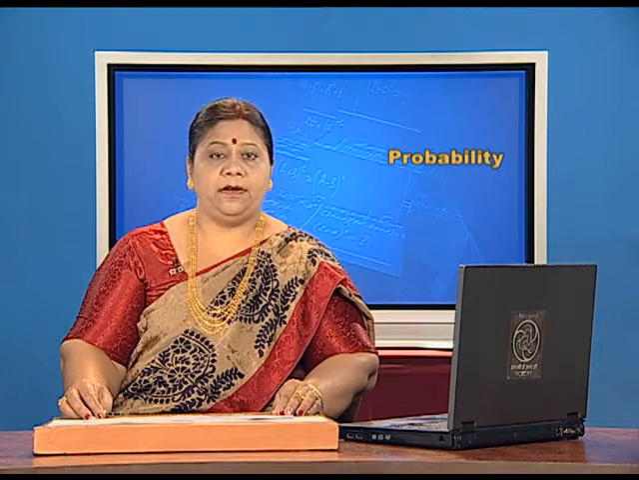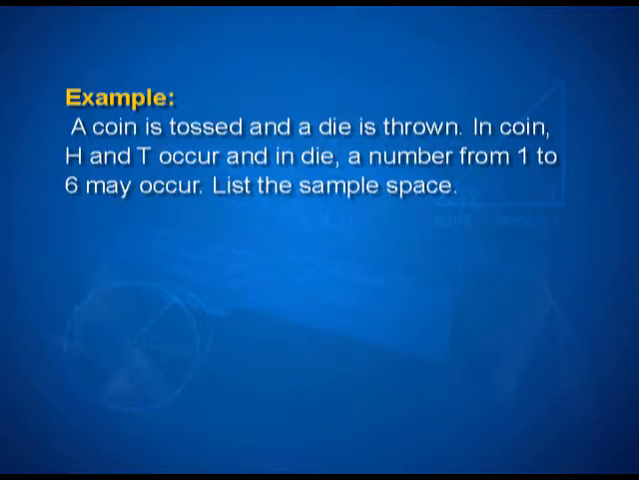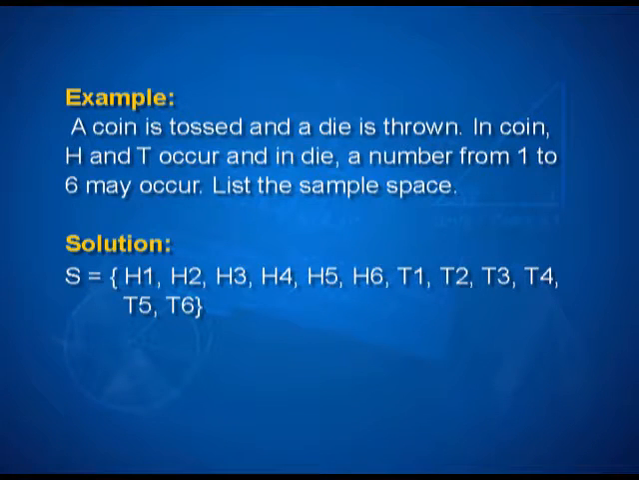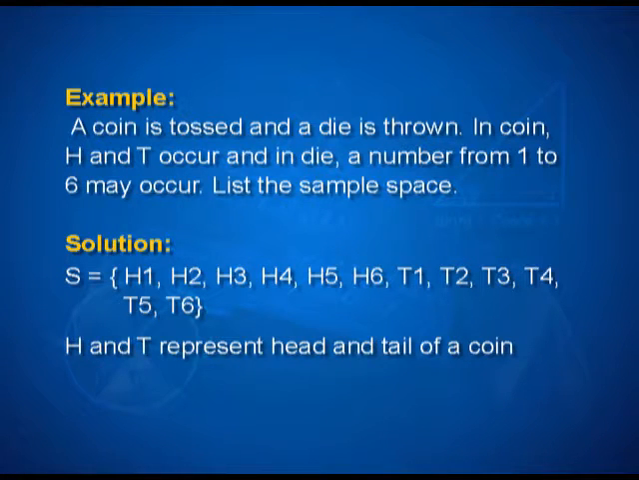Let us see one more example. A coin is tossed and a die is thrown. In the coin, H and T occur, and in the die, a number from 1 to 6 may occur. List the sample space. Here the sample space formed will be S = {H1, H2, H3, H4, H5, H6, T1, T2, T3, T4, T5, T6}, where H and T represent head and tail of a coin.